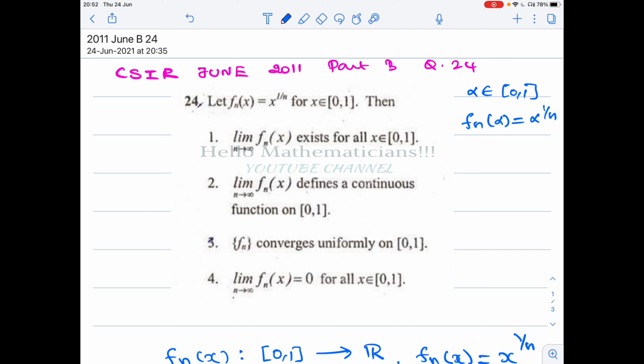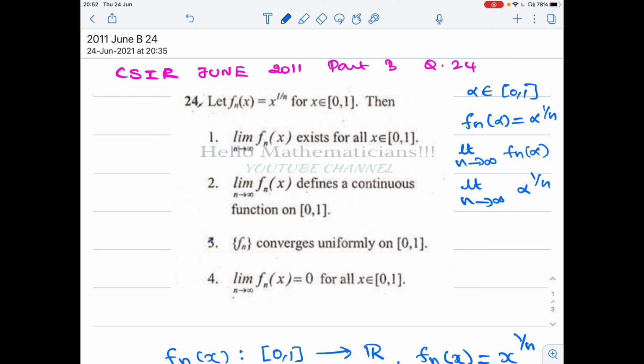Now alpha power 1 by n is a number sequence. For n equal to 1, you get a number. For n equal to 2, you get a number. So for varying n, you will get a number sequence. So you can talk about the limit n tends to infinity fn of alpha. Basically it means the limit of the sequence alpha power 1 by n. What is the value of limit n tends to infinity alpha power 1 by n?